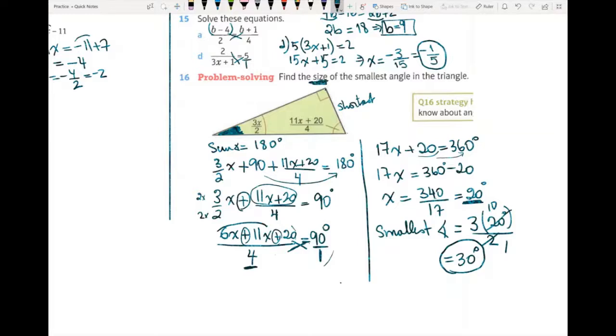So you continue and you replace the value of x in the expression of the smallest angle, which is 3x over 2. So instead of x, you replace it by 20, and then you multiply, divide, and you get the answer. Or you simplify. By 2 is 1, by 2 is 10, and 10 times 3 is 30. So the smallest angle has the value 30 degrees.